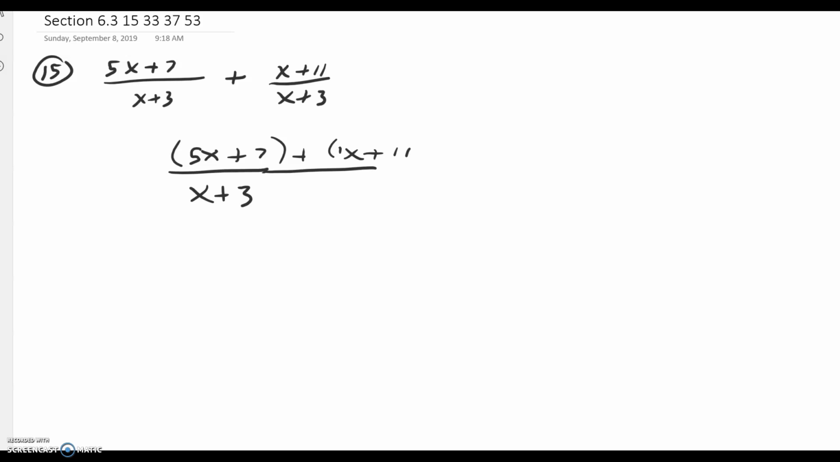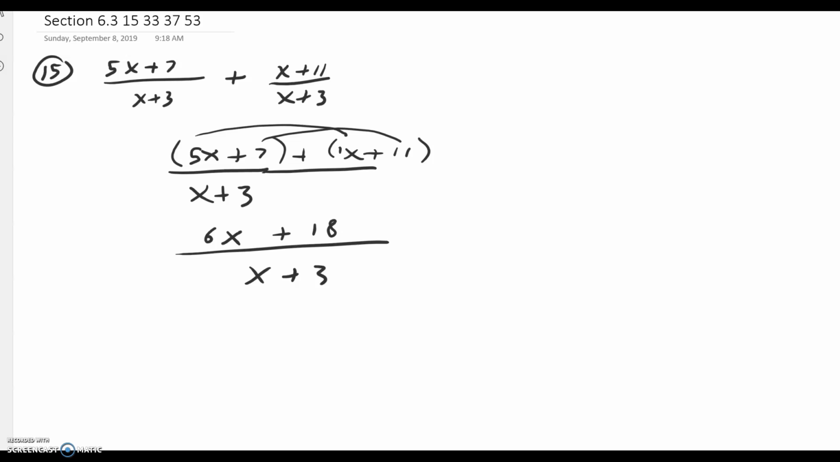Some of you might want to write it with a 1x. I'm not sure. So now we have a certain amount over x plus 3. We're combining like terms. 5x plus 1x is 6x. 7 plus 11 is 18. So in a sense, we've accomplished the task. We've added two fractions and we got a fraction for an answer.